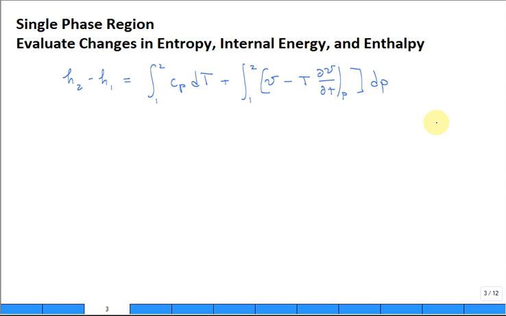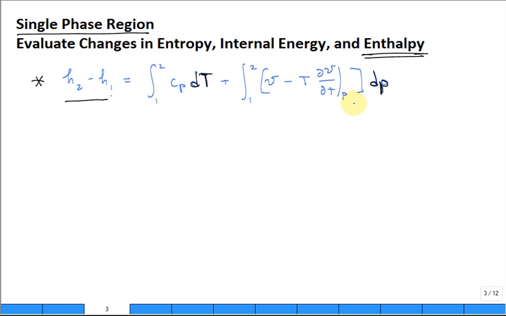Now let's take a look at the equation to calculate the change in enthalpy for a single phase region. Here's the equation. We'll derive it in a second, but let's take a look at this equation. It says if I want to calculate the change in enthalpy from a state 1 to state 2, it's the integral of c sub p dT plus the integral from 1 to 2 of something dP. So something integrated with respect to temperature, something with respect to pressure.